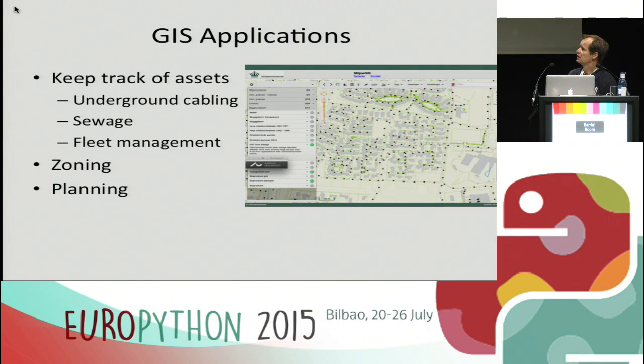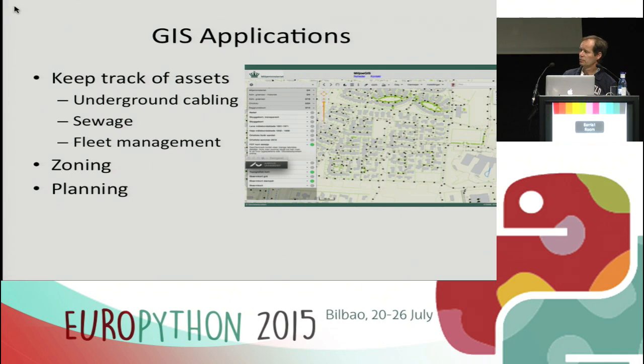So fleet management, this is more a dynamic tracking thing, but you would like to know where all your taxis or cars or trucks are and where they are going. So you need to put them on the map. Maybe dynamically, but still on a map.